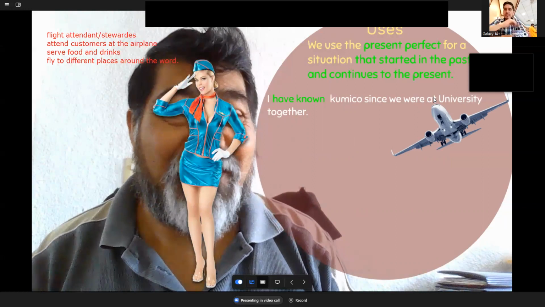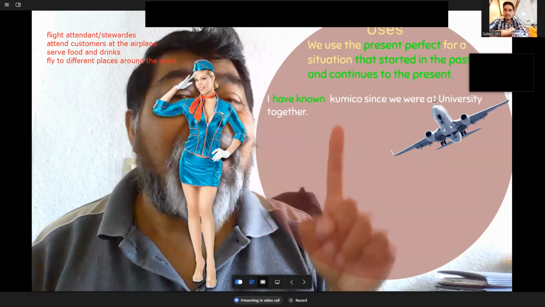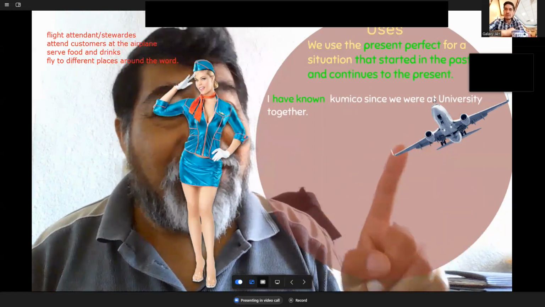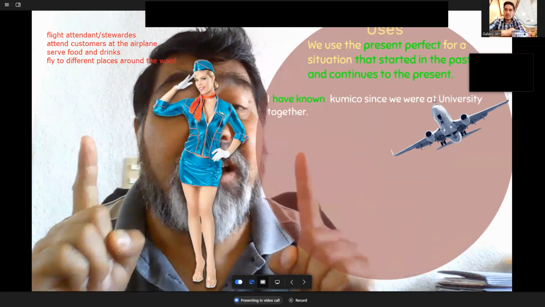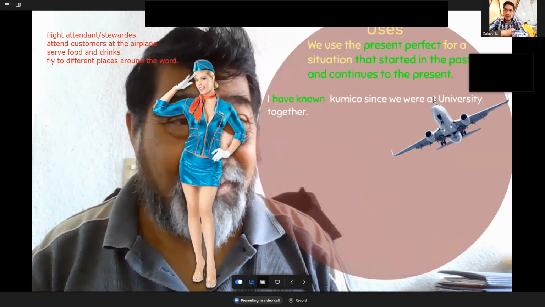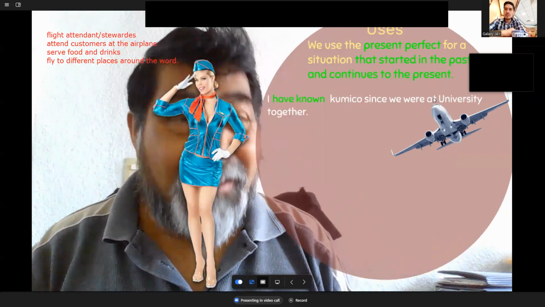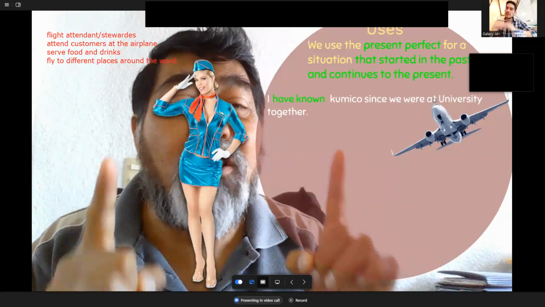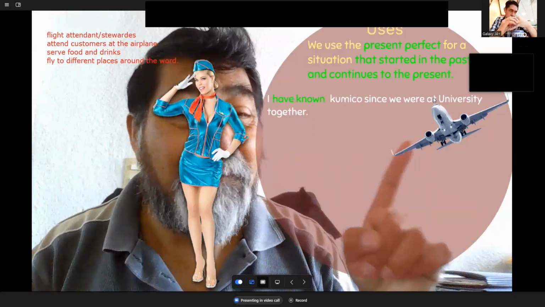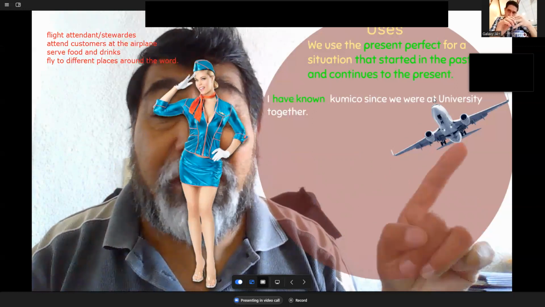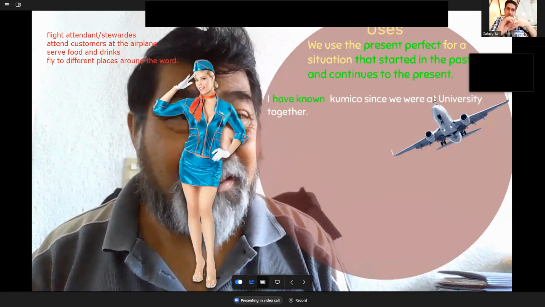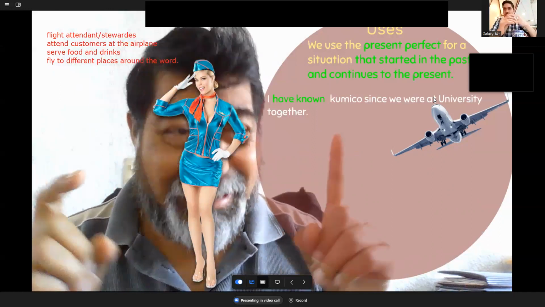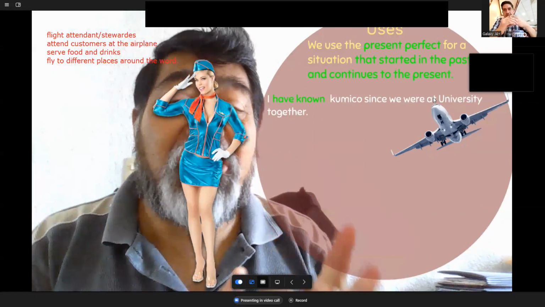Okay. Now, Kumiko has flown since she graduated from college. Kumiko ha volado. Lo último no lo alcancé a escuchar. Okay, Kumiko has flown in different airplanes. Okay. Since she graduated from college. Ok. Ha volado en aviones desde que se graduó del college. Bueno, del colegio. Remember that college is university.